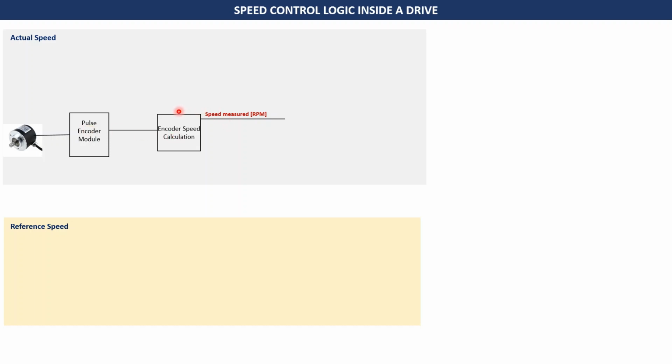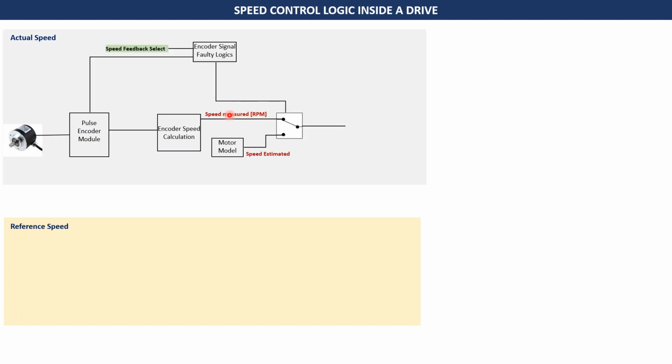And then there is a block called encoder speed calculation. Here you enter parameters such as the PPR, pulses per revolution of the motor, and other factors such as scaling factors. So what this block essentially does is convert the pulses received from this encoder into measured speed, which is the RPM. All right. So whatever is the encoder speed in RPM, you will be getting as a parameter.